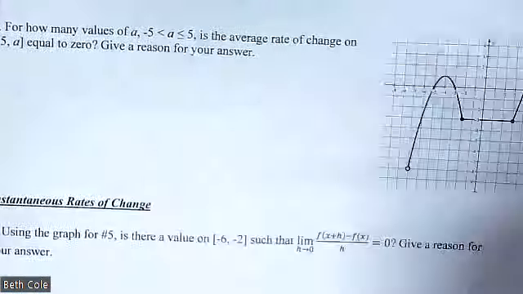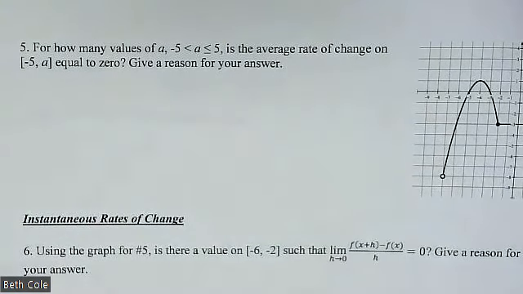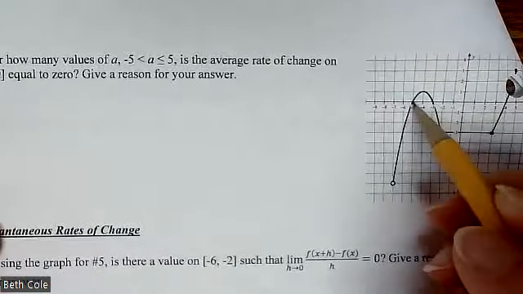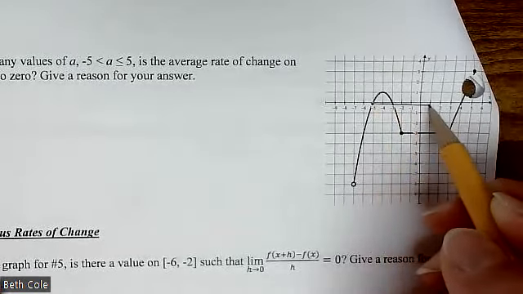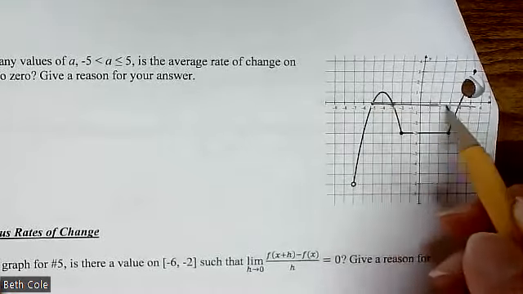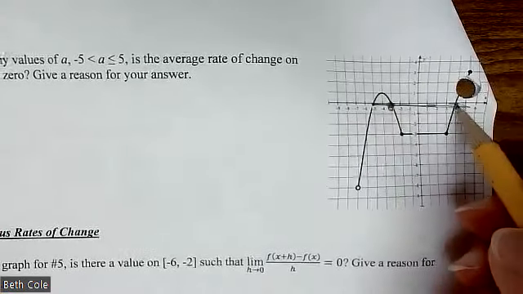Now this is just for how many values of a. So it's just total, how many are there? Is the average rate of change equal to 0? 0 means horizontal line. So starting at -5, starting here, if I draw in a horizontal line, how many different points could I connect to make that work? Yeah, 2, right here and right here.